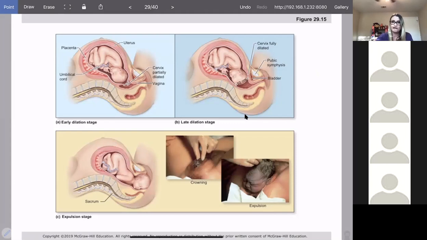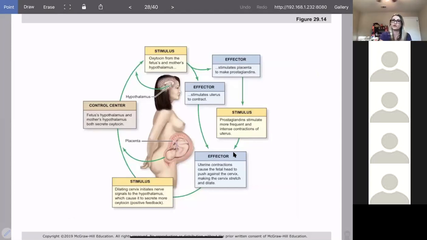Let's go back to this, and this shows us what hormonal changes are happening as labor is beginning. Here you can see that the cervix is not really dilated or effaced. It's closed up, but then later on you saw that it was getting pushed apart and getting thinner. The stimulus for labor is going to be the release of oxytocin. Oxytocin is released from the hypothalamus, from the mom's hypothalamus, and from the baby's hypothalamus as well.